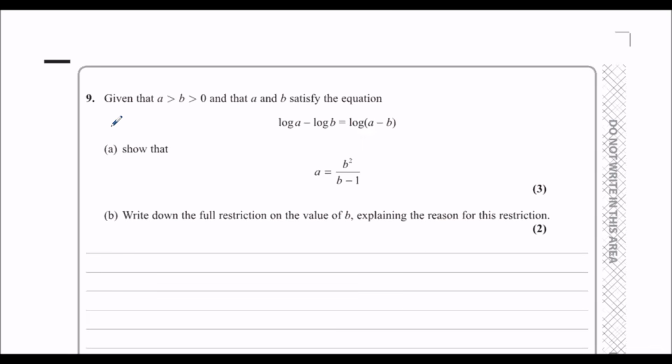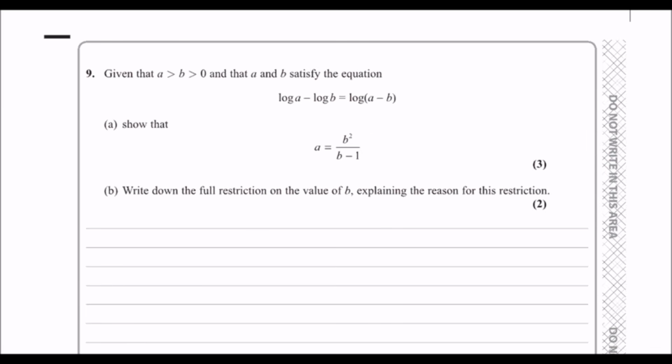Question 9. Given that a is bigger than b and b is bigger than 0, and that a and b satisfy the equation log a minus log b equals log a minus b, show that a equals b squared over b minus 1. So we know from the rules of logs that log a minus log b is the same as log a divided by b. A minus is the same as a divide, and a plus is the same as a times. So log a plus log b is log ab, and log a minus log b is log a over b. So log a over b is equal to log a minus b.